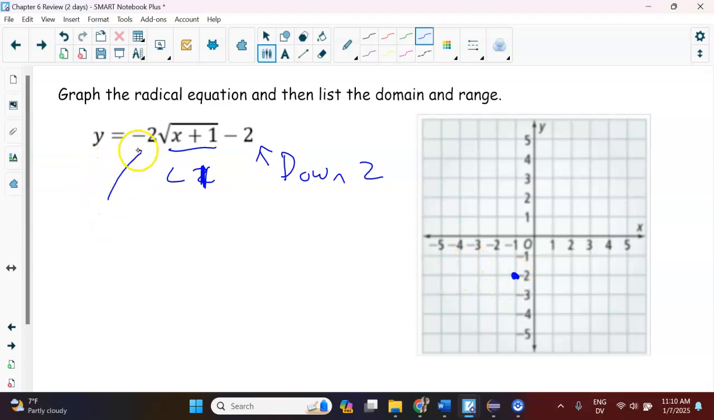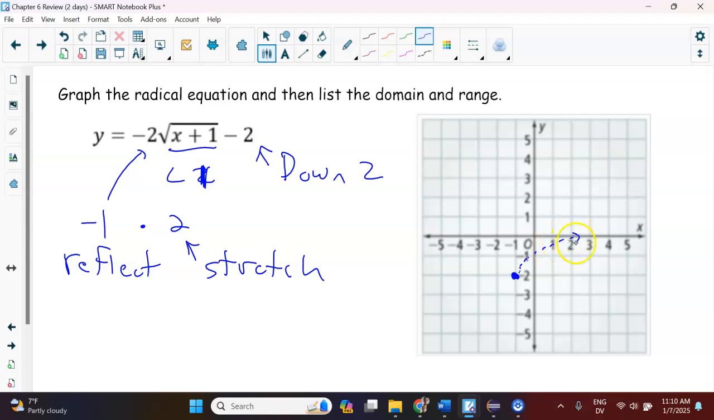And then the negative 2 in front, that's going to be both negative and 2. So the negative part is going to reflect, and the 2 part is going to stretch. So we have both a stretch and a reflection. Okay, so when we draw this one, normally we draw these ones kind of going up like this. That's what they normally look like. But we're going to draw it reflected and stretched. So it's going to be looking more like that, going down and pulled a little bit. Okay, so this thing is our graph.